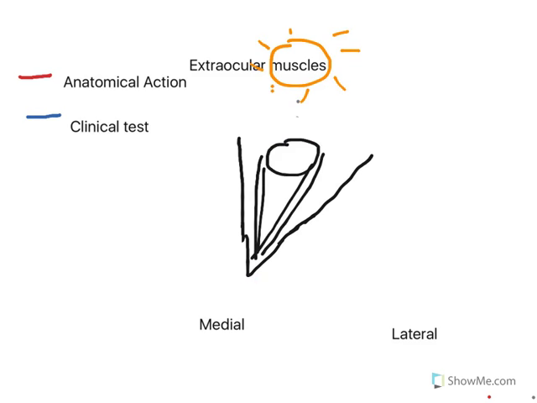The medial and lateral rectus muscles are much more simple because the medial rectus is going to pull the eye towards the midline, and the lateral, as its name suggests, pulls it laterally, and so the clinical testing of that is the same. And that's your eye muscles all sorted.